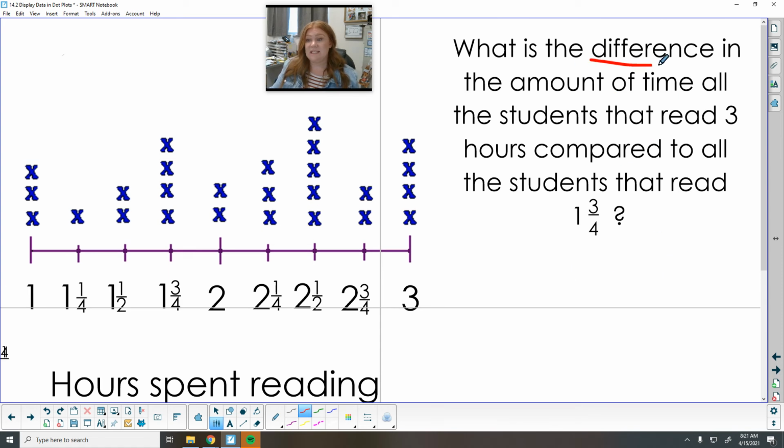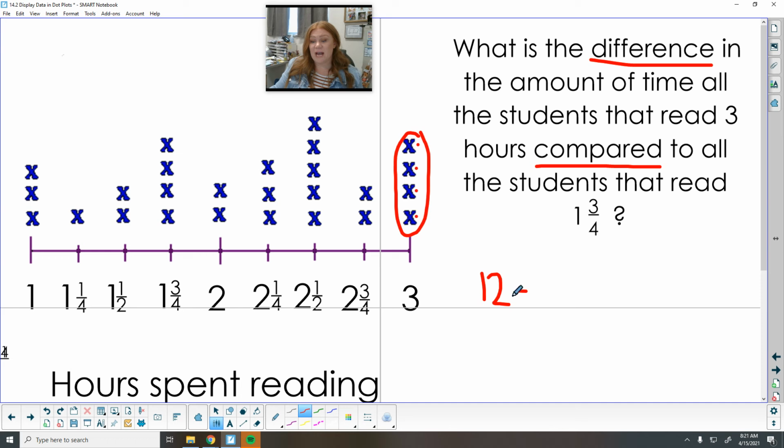What is the difference? So this time we're going to be subtracting something. In the amount of time, all the students that read 3 hours. So all of these students and their time. So let's find that one first. This is a nice whole number, so this one should be easy. 3, 6, 9, 12. So these students read 12 hours together.